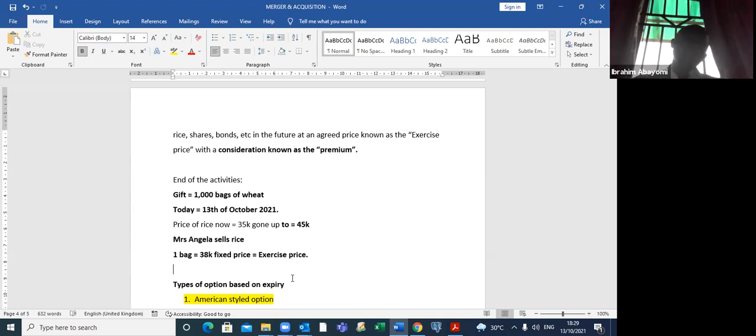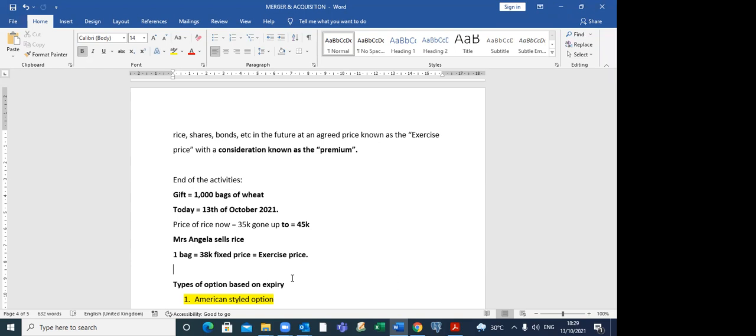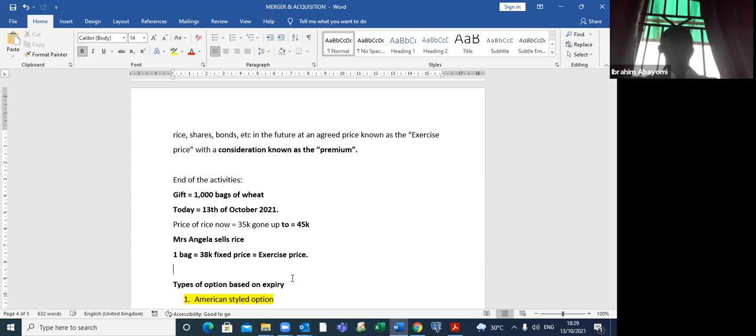So the payer has the right; the receiver is under obligation and does not have rights. Do you understand now? Yes, sir. So in a put option, the seller can say, I'm not selling to you, but the buyer cannot say, I'm not buying from you.